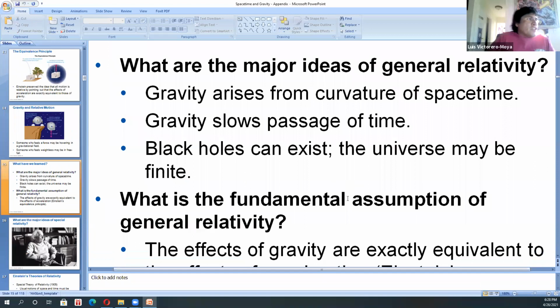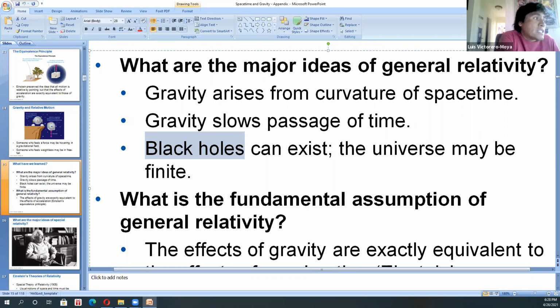Those are the major ideas of general relativity. Gravity arises from the curvature of space-time. Gravity slows time. That's very important to understand these guys and why some people consider them as time machines. When you are getting closer and closer to a black hole, time starts slowing down to the point where at the event horizon, which is the limit, right? Beyond the event horizon, we don't know what really happened. Well, we can infer what can happen, right?